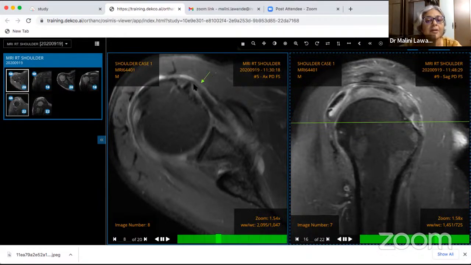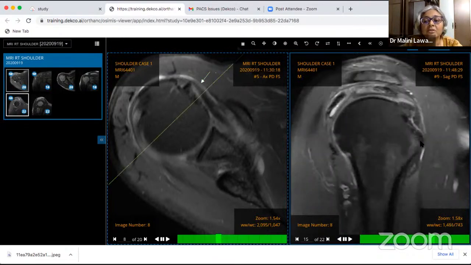This distance here, the subscapularis tendon here is showing a tear. Okay, I would call this more than 50% thickness or a high-grade tear of the distal subscapularis. And I confirm this on the sagittal image.